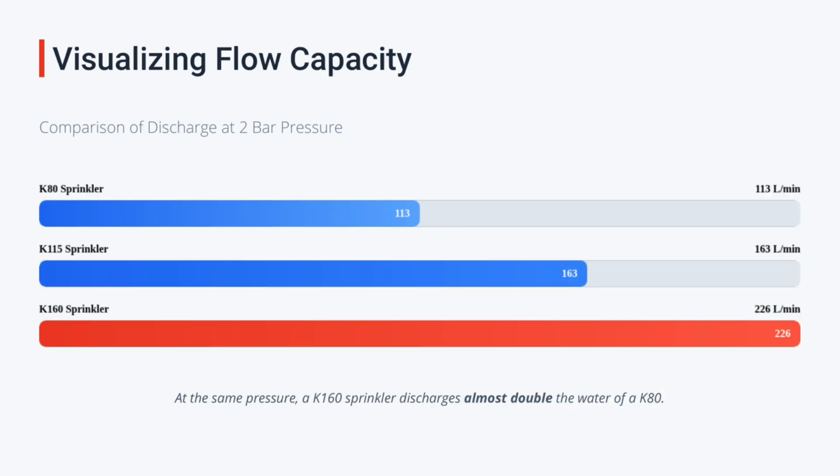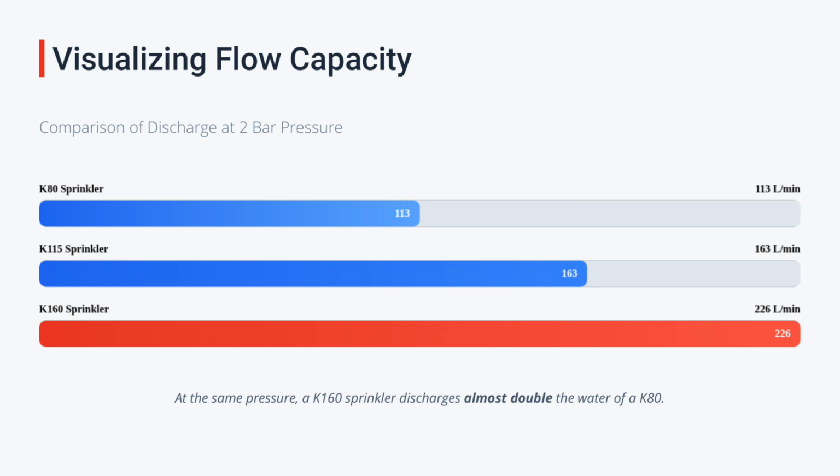Now, let's look at example 2, where the pressure is 2 bar. The square root of 2 is approximately 1.414. For a K80 sprinkler, the flow is about 113 liters per minute. For a K115 sprinkler, the flow increases to approximately 163 liters per minute. And for a K160 sprinkler, the flow reaches about 226 liters per minute. Higher pressure means more flow.